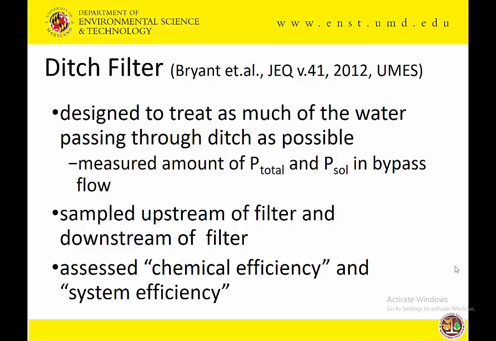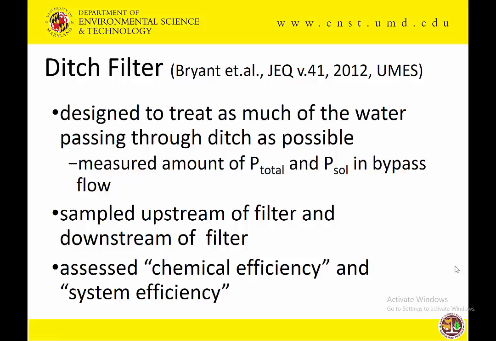So here's the ditch filter one, Bryant et al. Published fairly recently. This research was done down at UMES. Those of you that go on the tour tomorrow are probably going to see these. They were designed so that as much as possible of the ditch drain water passed through a filter, and they measured both the soluble and the P, not only in the water that came through the filter, but in the bypass flow. They were set up to look at what did not go through the filter, and that was very wise of them because it doesn't always go through the filter.